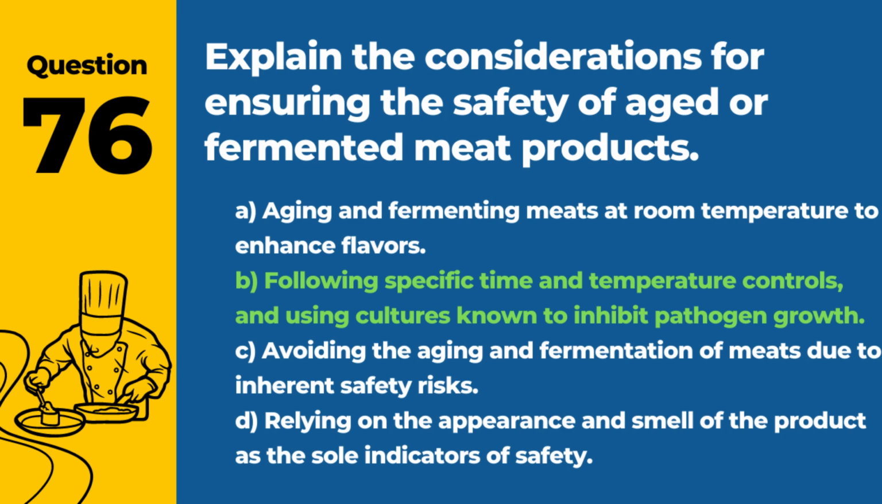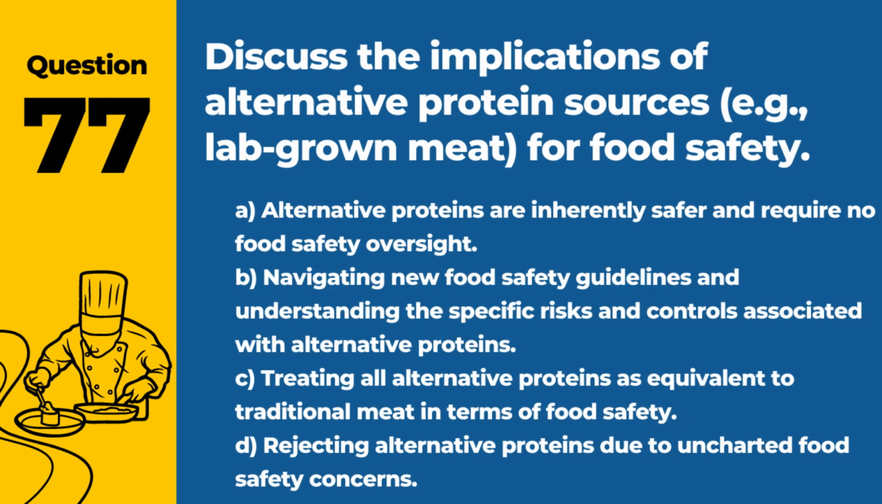Answer. B. Following specific time and temperature controls and using cultures known to inhibit pathogen growth. The safety of aged and fermented meat products relies on controlled processes that inhibit harmful bacteria while allowing for desired fermentation. Question 77. Discuss the implications of alternative protein sources, example lab-grown meat, for food safety.